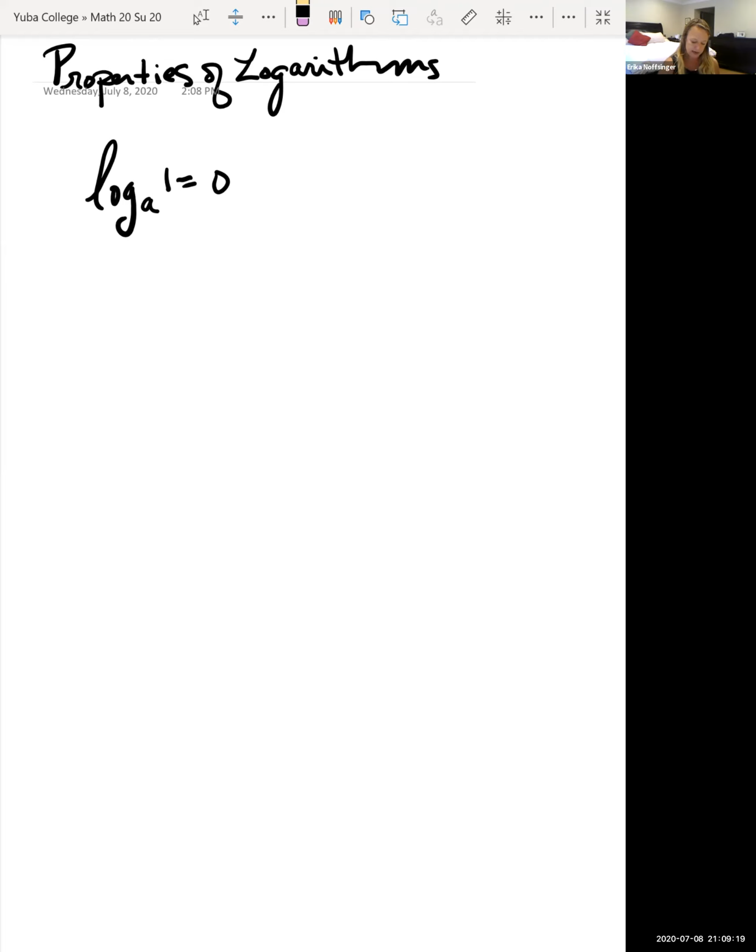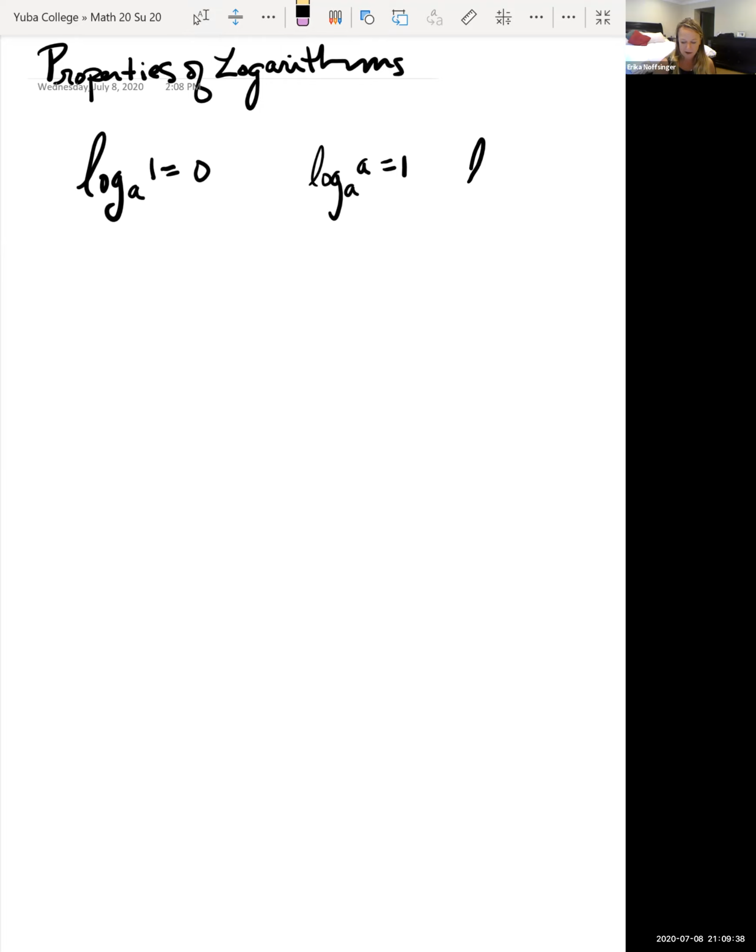Another rule says that if you have log base a of a, what can we raise a to get back a? Well, we can raise a to the first power to get back a. So let's go even a little further. What about log of a raised to the nth power? So this is saying a raised to what power is a to the nth? Well, a to the nth power is a to the nth. Okay, so those are a couple rules.